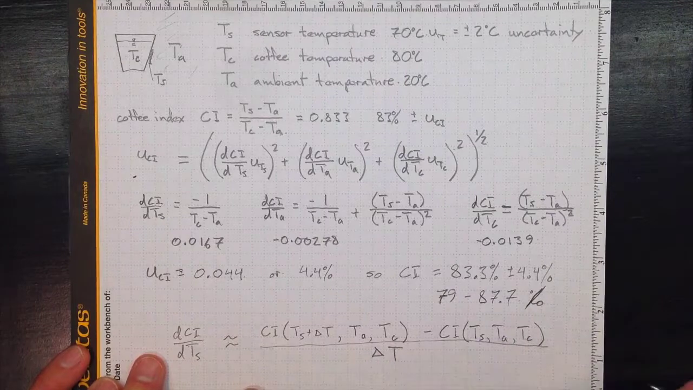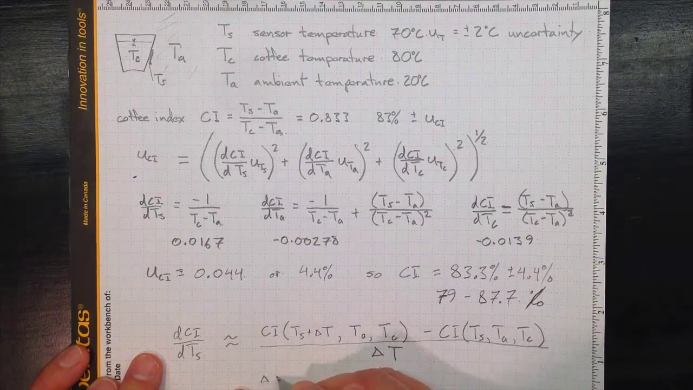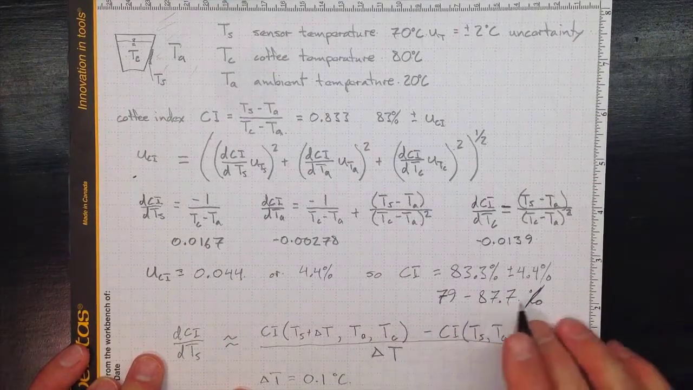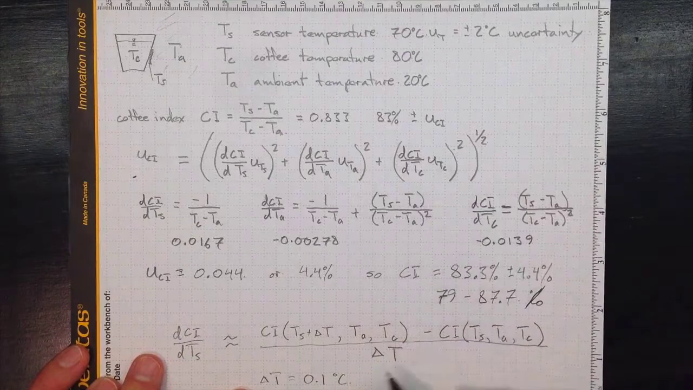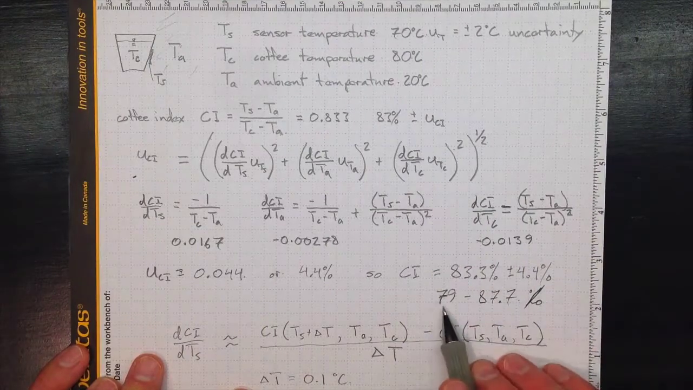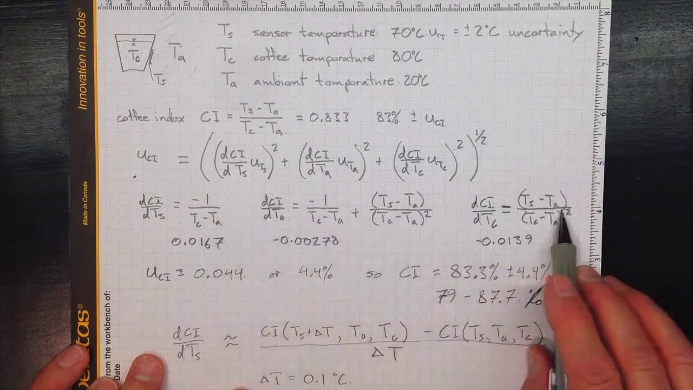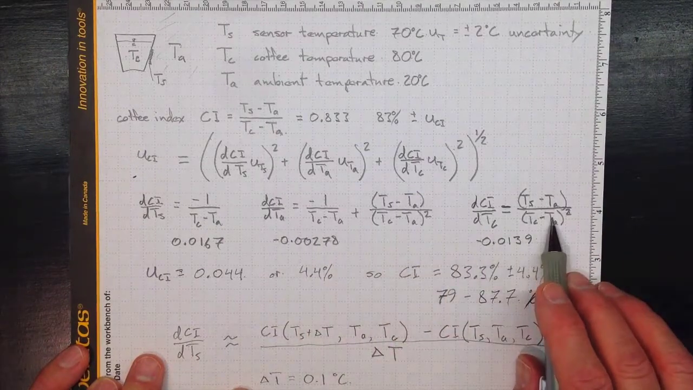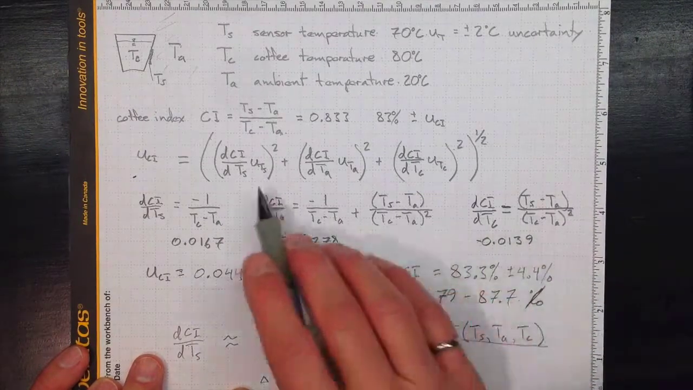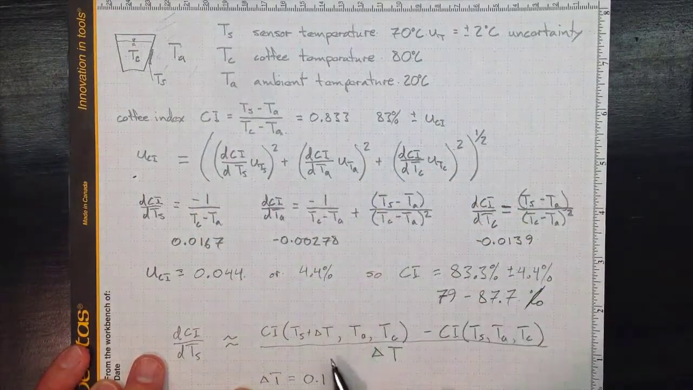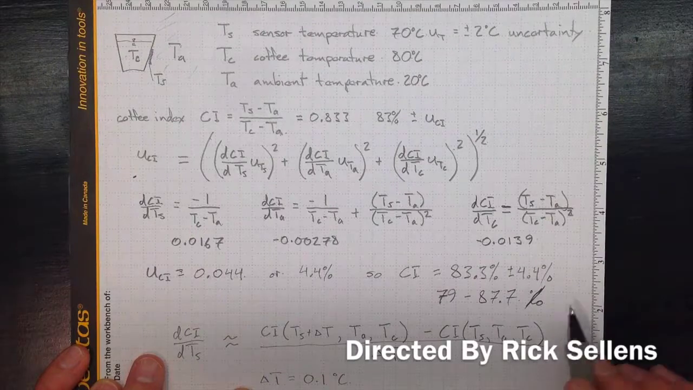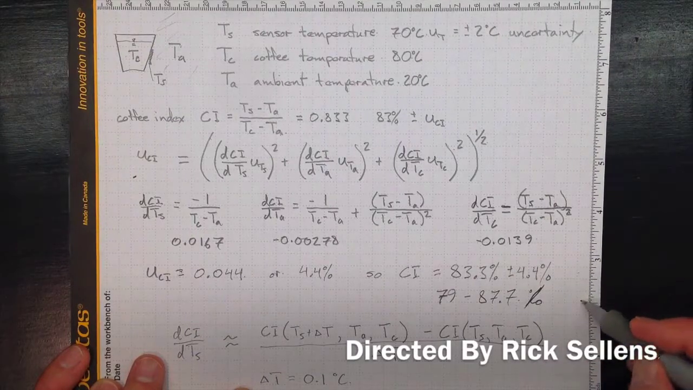And if we do that calculation with delta T equal to 0.1 degrees Celsius, then all of the numbers that we get out from our calculation wind up being the same as what we got from doing the calculus analytically. If you can do this calculus, then by all means do the calculus. If you're having difficulty getting the derivatives, this estimate for the derivative, this finite difference estimate, will still give you a good answer for your uncertainty.